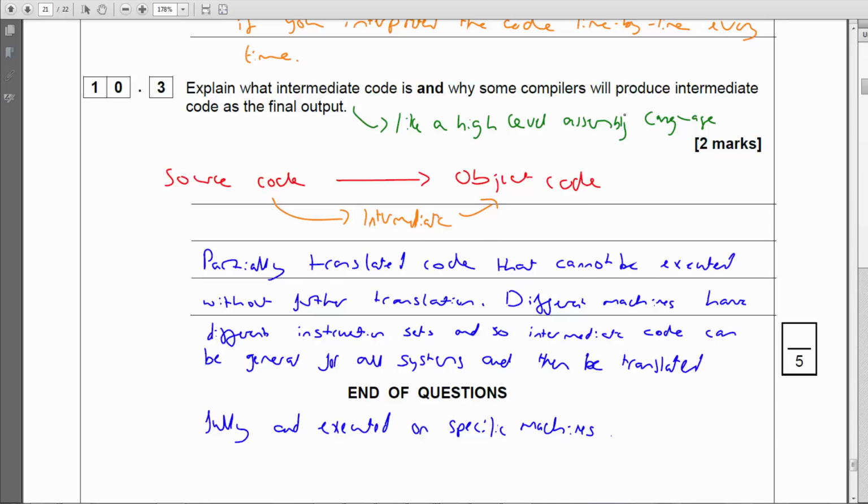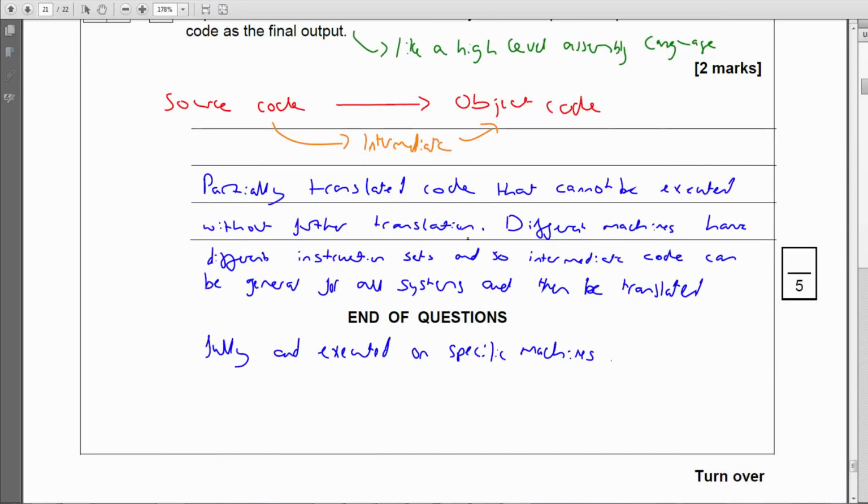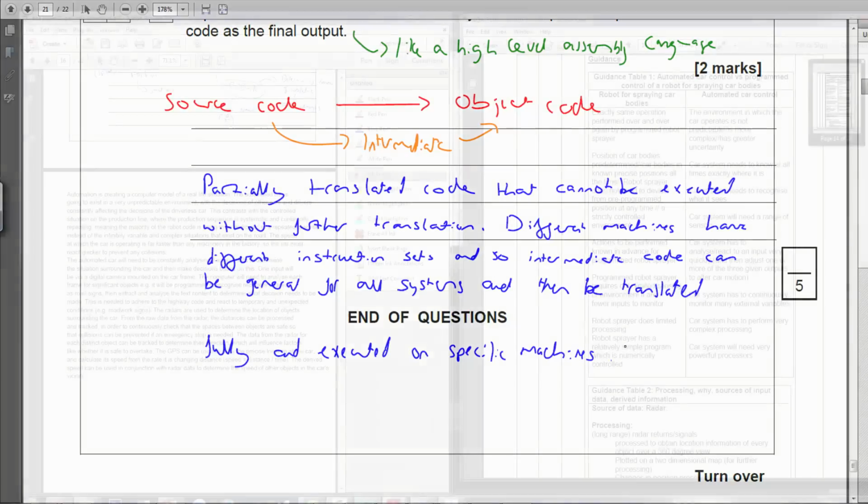Then why will it be produced by some compilers as the final output? Because different machines have different instruction sets, so intermediate code can be general for all systems, and then the actual specific machines can translate it fully to their individual instructions, and then it can be executed. That's maybe a bit of overkill, but hopefully that'll give us the 2 marks.